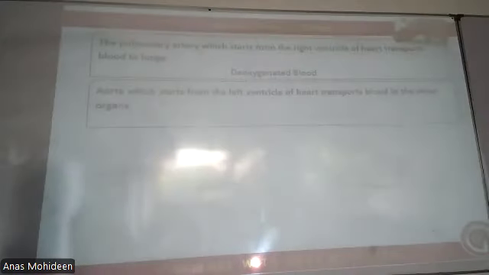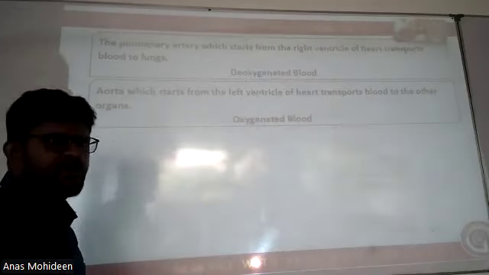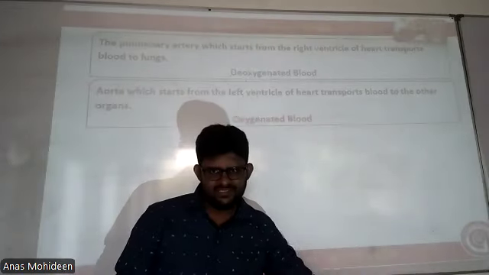So what is the type of blood on the right side? Deoxygenated. You see the pulmonary artery, it starts from the right ventricle of the heart, transporting blood to the lungs. What is the type of blood? Deoxygenated, because right side means deoxygenated. And what about the next one? Aorta, which starts from the left ventricle. Left side means oxygenated. So simply remember, left side connected blood vessels carry oxygenated blood.